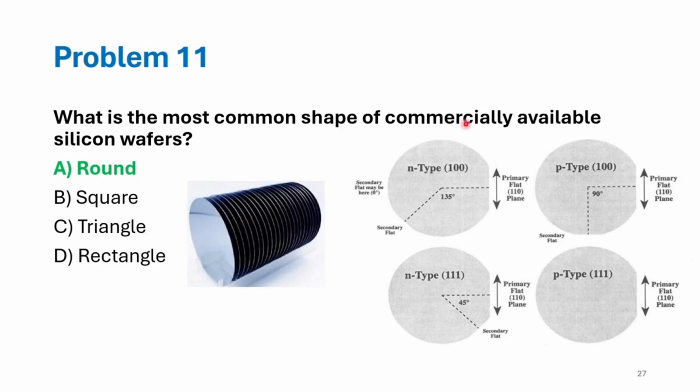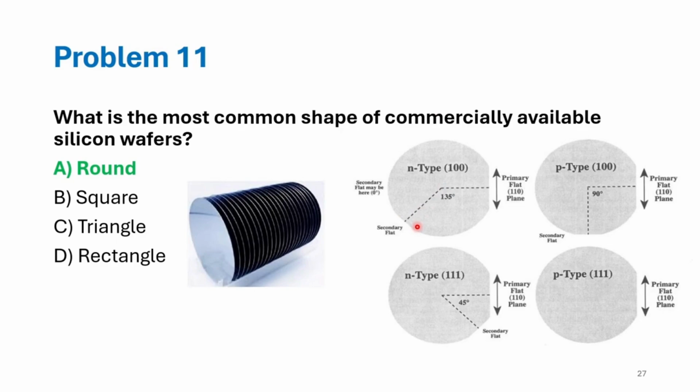Like here we can see that this wafer is not exactly round, it has some sort of cut here, right? These cuts are called flats. The larger cut is called a primary flat and there will be a smaller cut that is called a secondary flat. These are used to identify what orientation, what kind of doping it is.